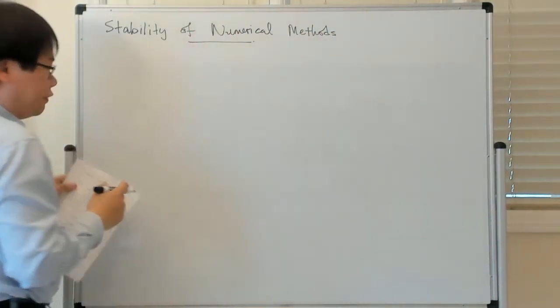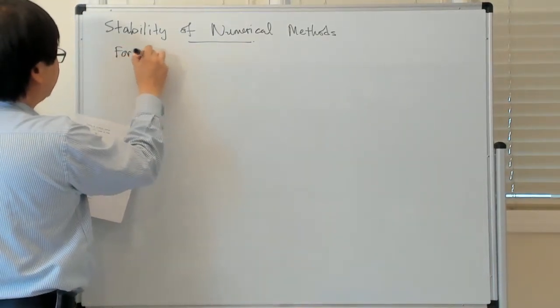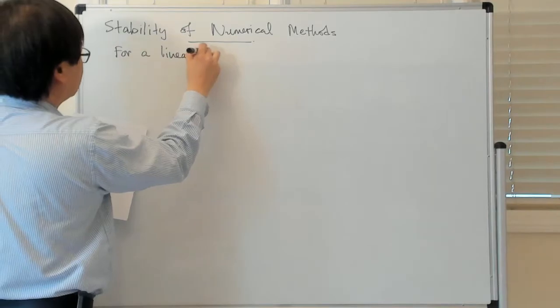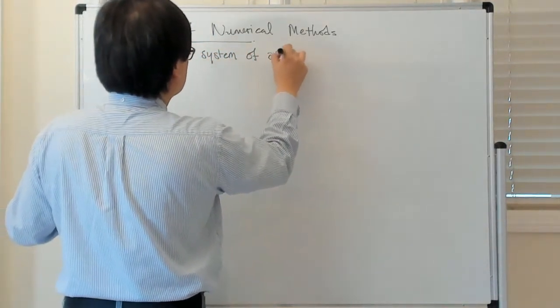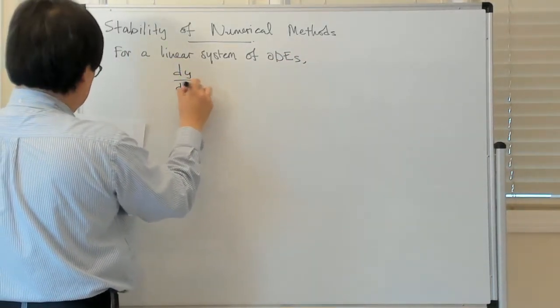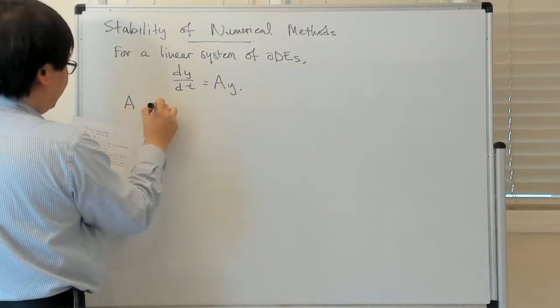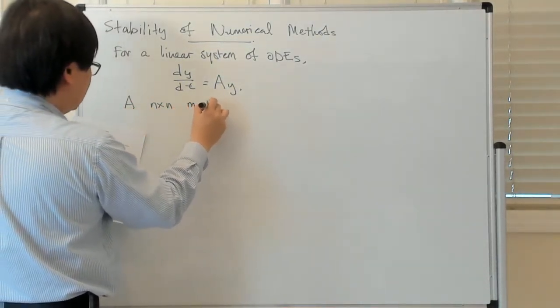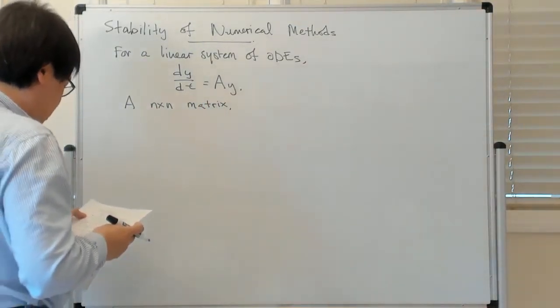Okay, so let's say you have a linear system of ODEs, right? So for a linear system of ODEs, say dy/dt = Ay, where A is an n by n matrix. And let's just assume for now it has a complete basis of eigenvectors. All right.